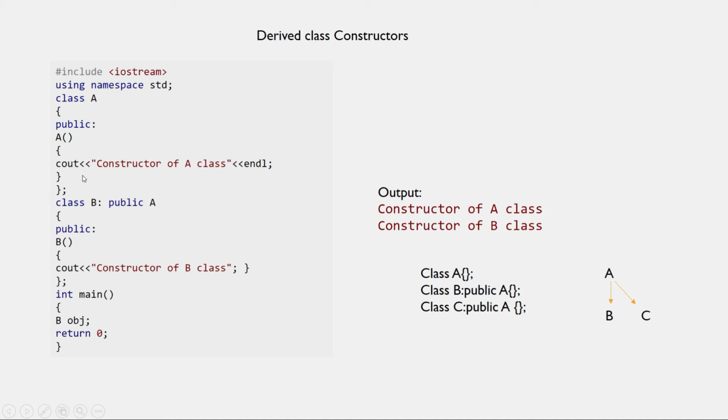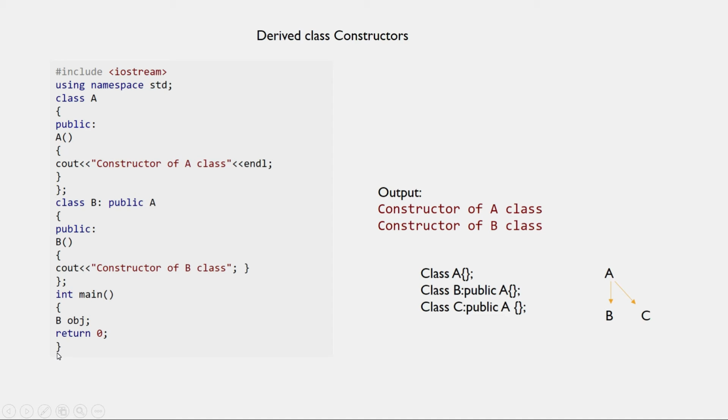So now what is your output? Yes, constructor of A class will be my output. Then it sees the closing bracket. Then it comes to this particular line. Now this derived class constructor will be executed. So now your output will be constructor of B class.